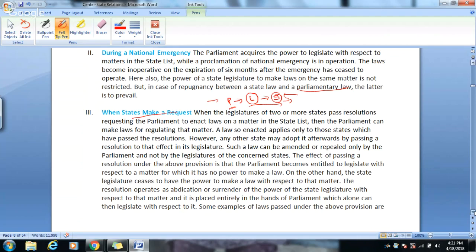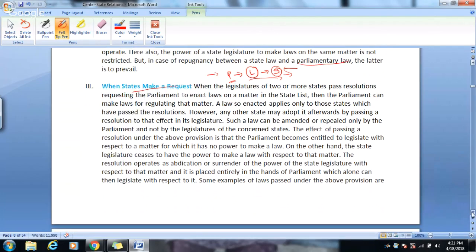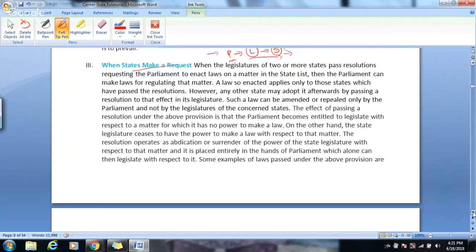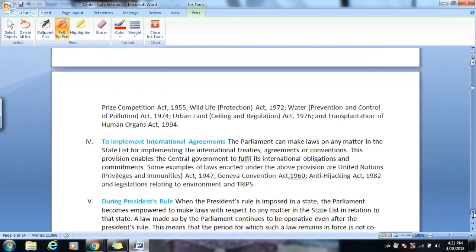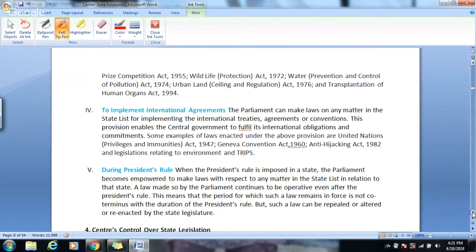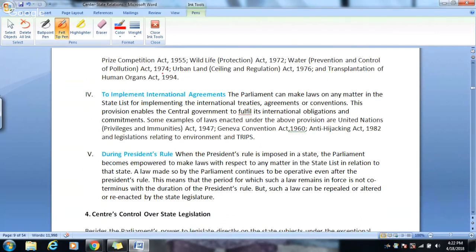So what are some of the examples which are passed under the above provision? Those are the Prize Competition Act of 1955, Wildlife Protection Act 1972, Water Prevention and Control of Pollution Act 1974, Urban Land Ceiling and Regulation Act 1976, and Transplantation of Human Organs Act 1994. These are acts which are made by the resolutions made by the states to parliament. So they have requested or given the power to parliament to enact laws on that particular matter to regulate. So these are the particular laws which are made through that provision.